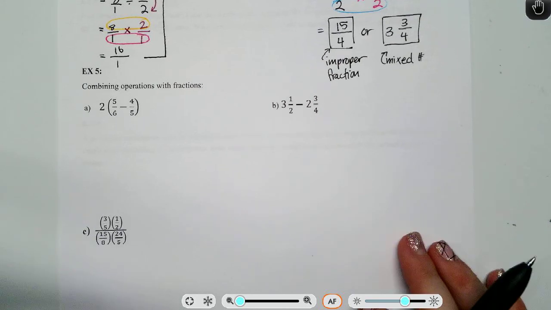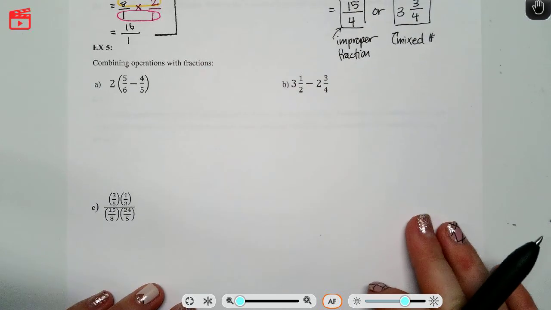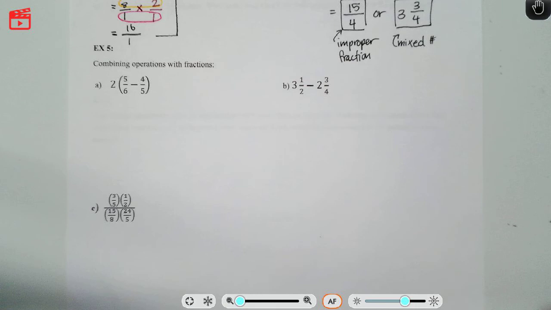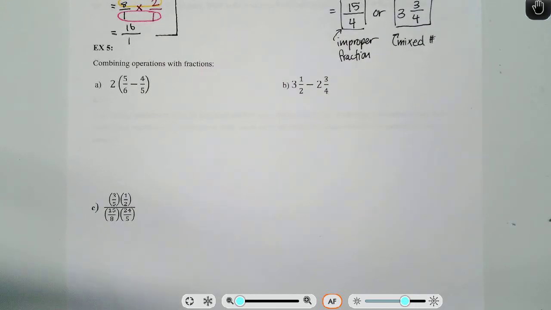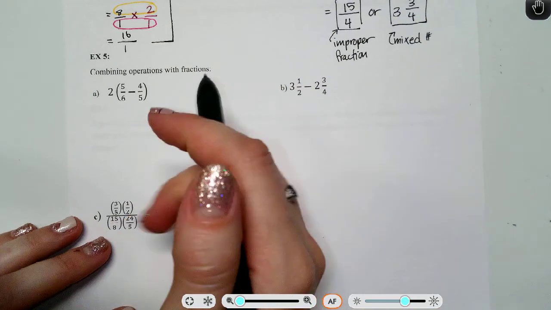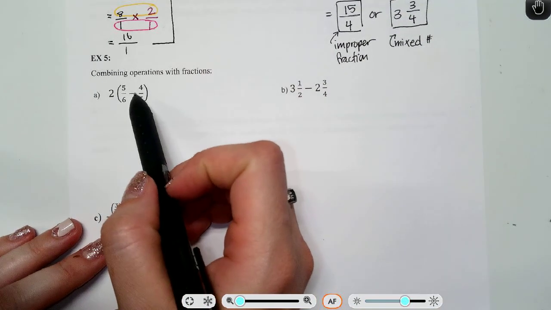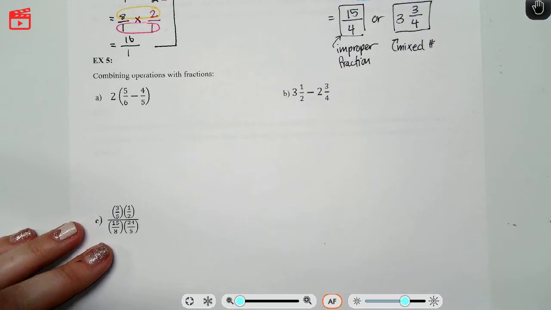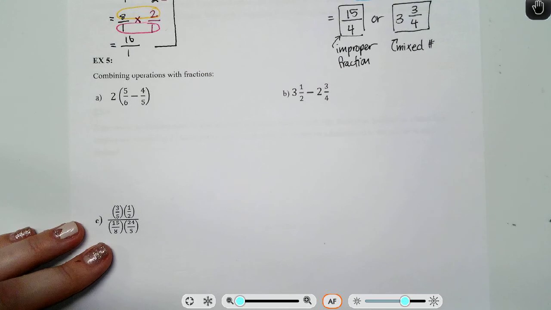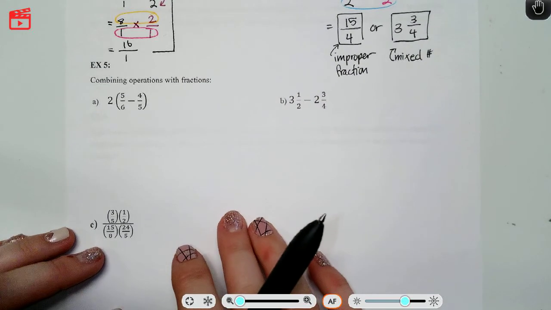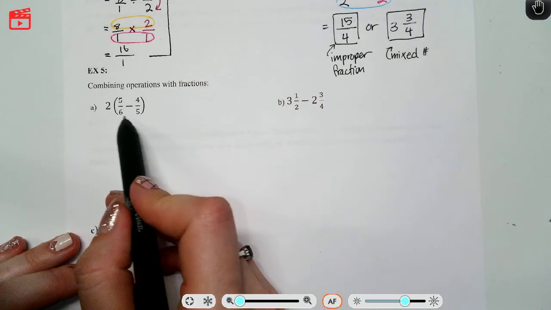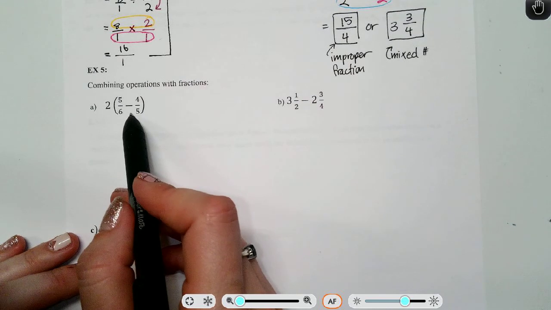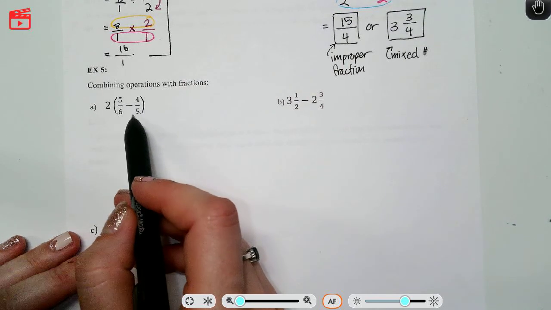Always simplify your answer. Okay, so example 5, we're going to combine operations with our fractions. Take a look at these. We have parentheses and something going on in the parentheses. So remembering PEMDAS, we're going to work on the inside. But if you notice, these guys don't have the same denominator. So first we're going to try and make them have the same denominator.